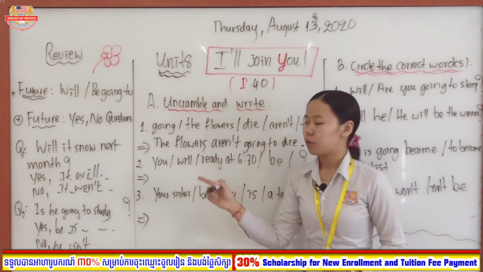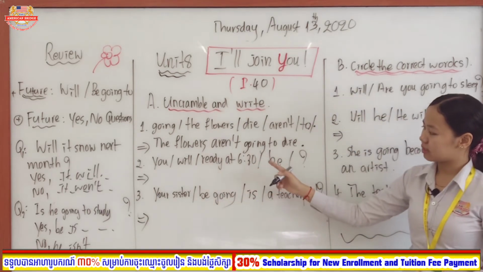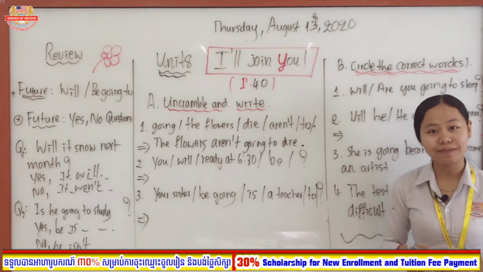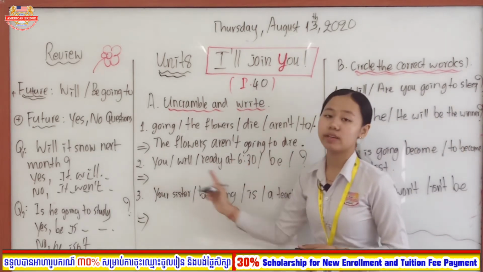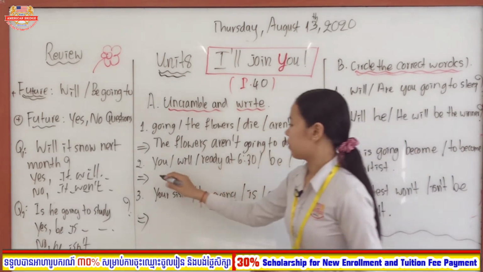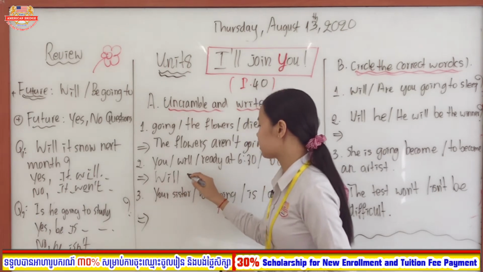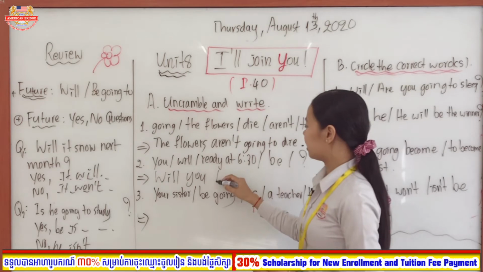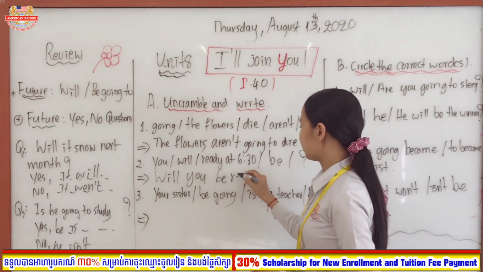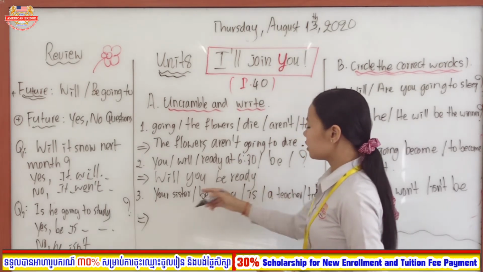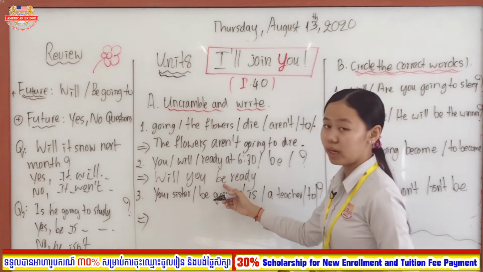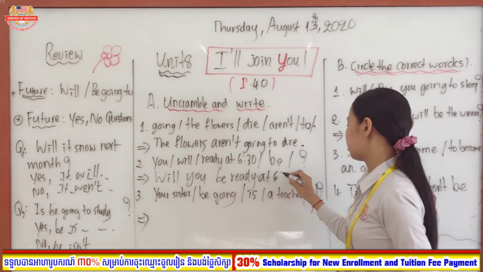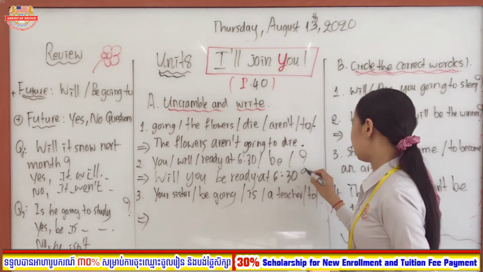And number 2: you will be ready at 6:30, question mark. So it is indeed a question form. So you need to put will first, right? So will, and then the subject you, and then the verb, the base form, which is be, and then at 6:30, and then we have a question mark.